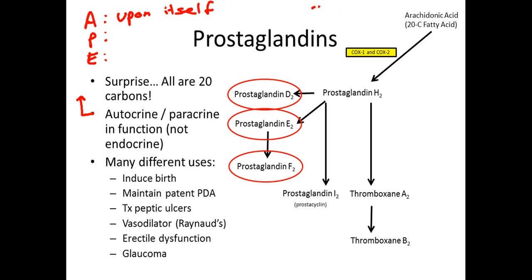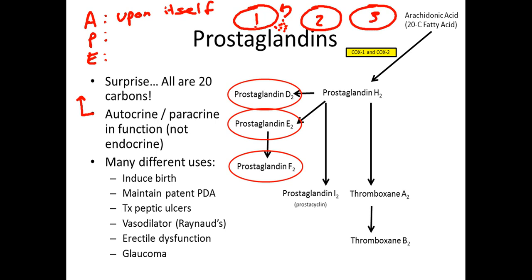So let's say we have a cell here, here's a cell here, here's a cell here. This is going to be cell 1, 2, and 3. If cell 1 makes a prostaglandin, so let's say it makes prostaglandin E2, it's going to release it, and that molecule that it just released is going to turn around and act upon itself. It'll release some sort of stimulant to itself saying, hey, we either need to make more or make less. It's going to be an autocrine function. It acts upon itself.